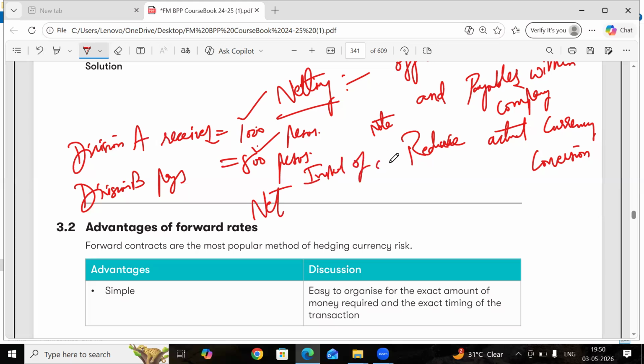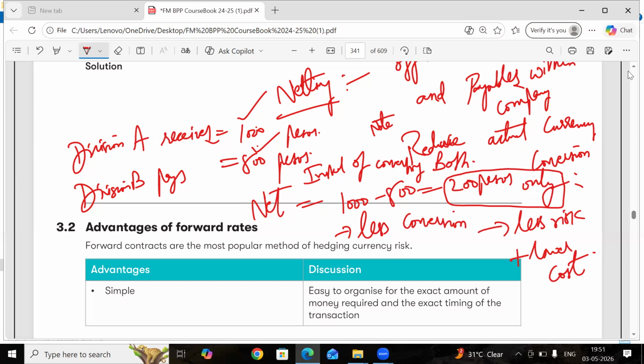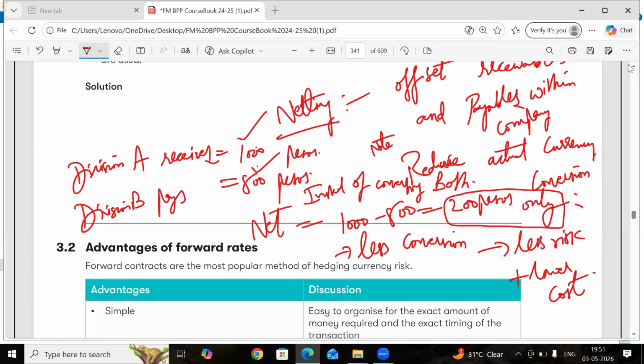Instead of converting both, net. So 1,000 minus 800, only 200 pesos. So now you only have to convert 200 pesos. That's it. You save yourself from two times conversion. Less conversion, less risk, lower cost. So these were the five methods with which we can reduce our exchange rate risk. Please make a note of all these points fast.